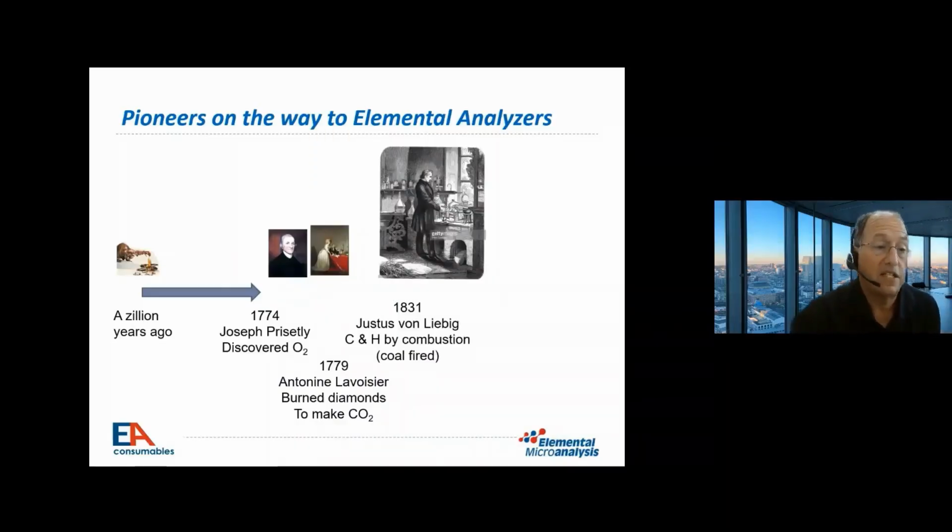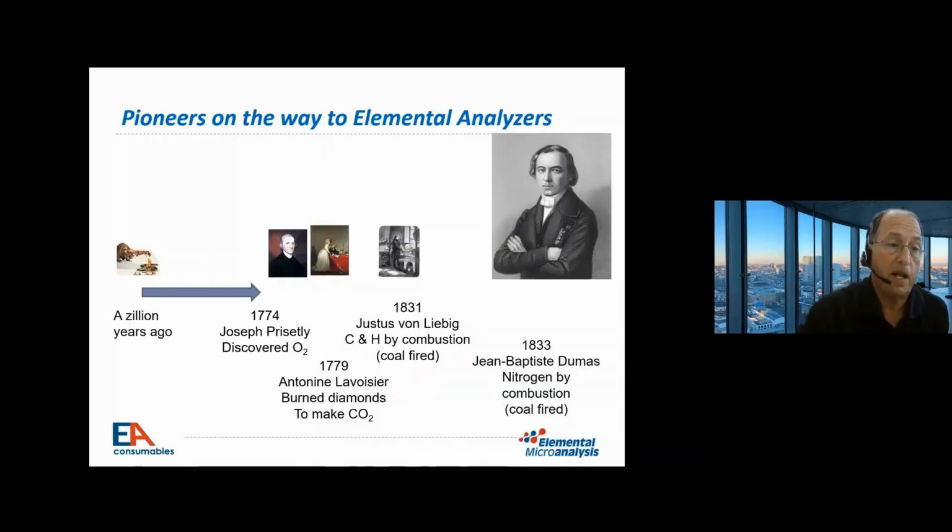Shortly after that, Justus von Liebig converted different materials by combustion to carbon and hydrogen. All of these were using coal-fired furnaces, so a pile of coal burning, in order to make their conversions. Then in 1833, again a very short number of years later, Jean-Baptiste Dumas determined a nitrogen method by combustion, also using coal as the form of combustion of the materials.